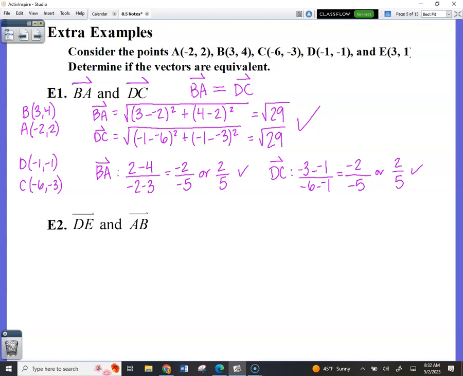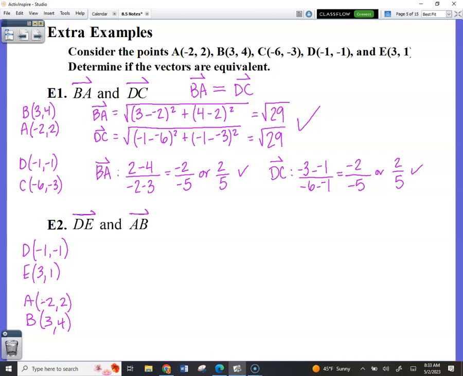Then you're going to repeat this right here. Notice they did change the letters here. Now it's AB instead of BA. So it is a totally different vector, even though it's the same letters.